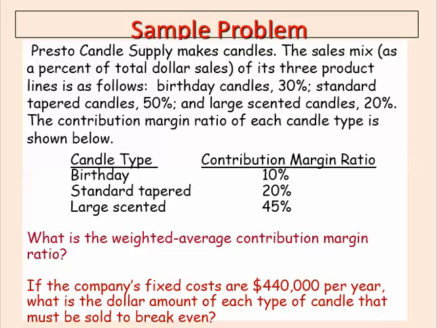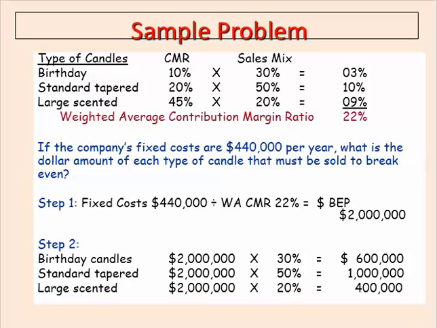Alright, you might want to take a minute, see if you can figure that out on your own, and then we're going to run through it here real quickly. So we're going to need to take the contribution margin ratio of each times the sales mix percentage of each. And real quickly, we've got that. Contribution margin ratio of birthday candles was 10%, 30% sales mix. Multiply those two together, that gives us 3% for birthday candles. Do the same for the tapered, 20% contribution margin ratio times 50% sales mix. And then large scented, 45% contribution margin ratio times 20%. So the weighted average contribution margin ratio then will be 22%.